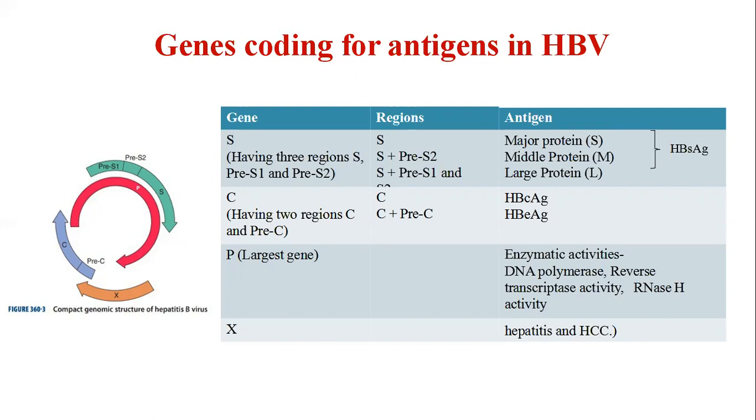The C gene has 2 regions, pre-C and C, which together govern HBcAg and HBeAg antigens. The largest gene encodes DNA polymerase, reverse transcriptase, and RNase H activity, and the X gene is for hepatitis and is responsible for HCC, meaning hepatocellular carcinoma, in humans.